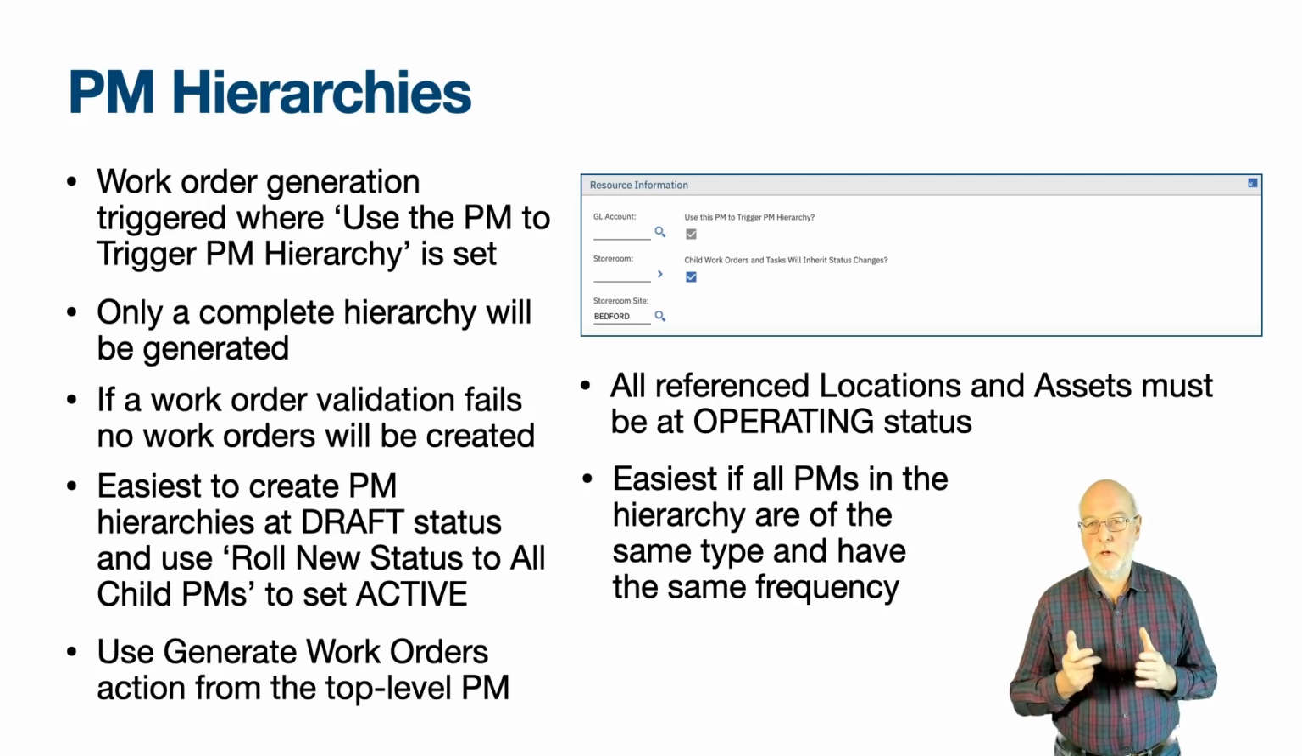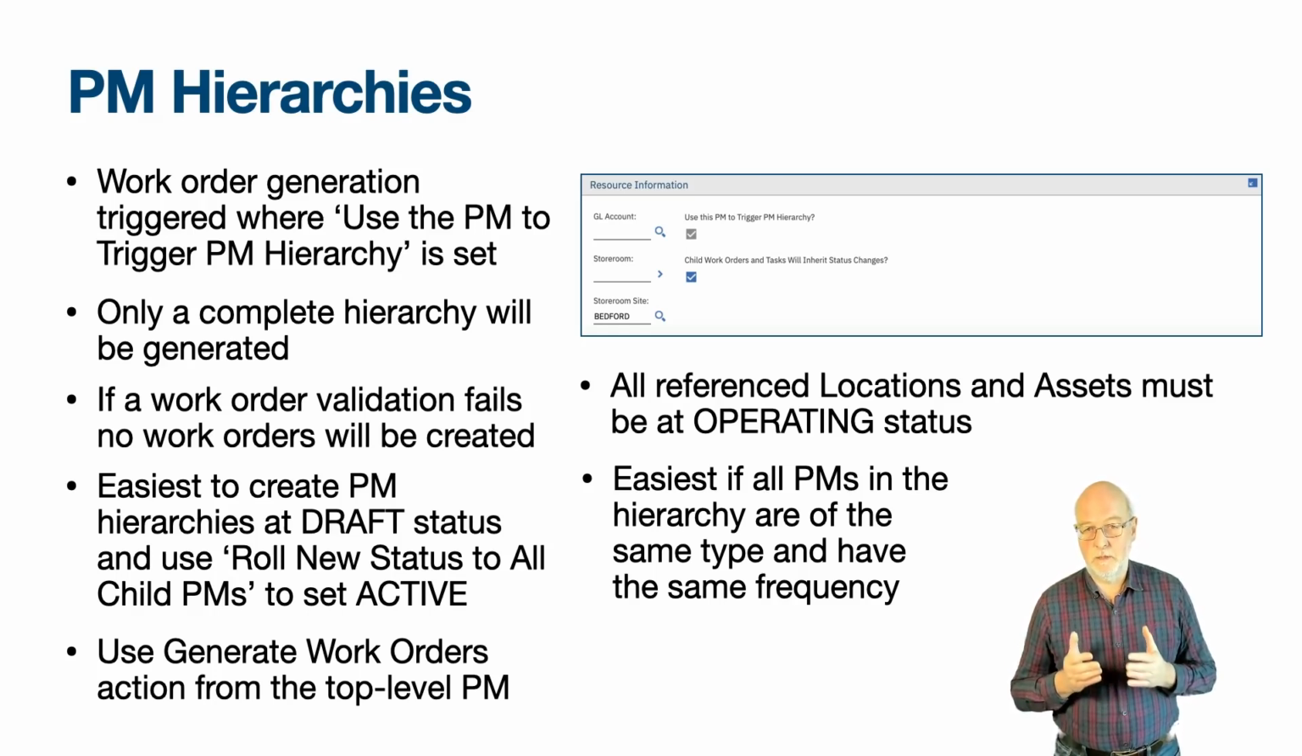If the frequencies of the PMs in the hierarchy are different or working on a different basis, then it is not easy to work out when the PM hierarchy will generate next, as you are looking across several records. If you use the action generate forecast, all the PMs in the hierarchy will be forecasted, and they will all have a set of identical forecast dates based on the shortest frequency of any PM in the hierarchy where use this PM to trigger PM hierarchy is set.